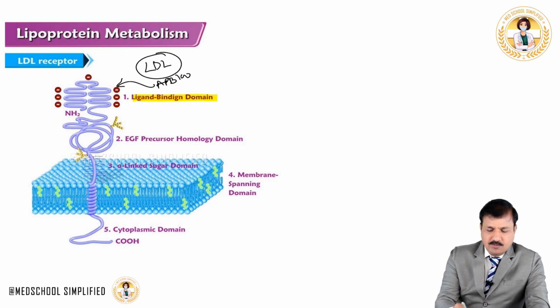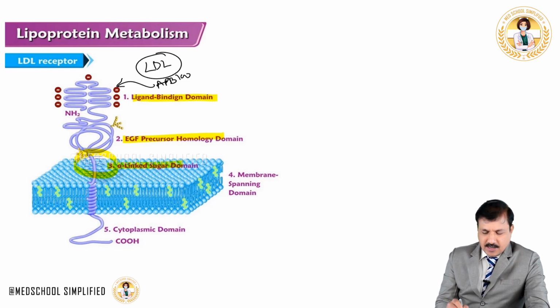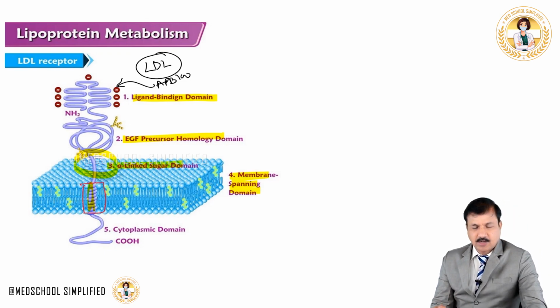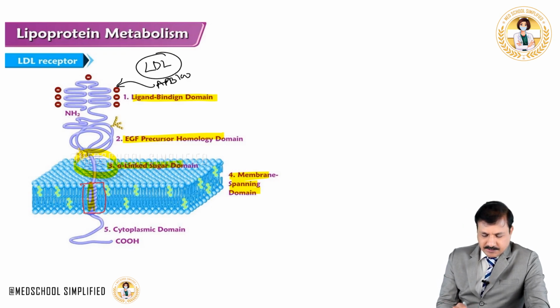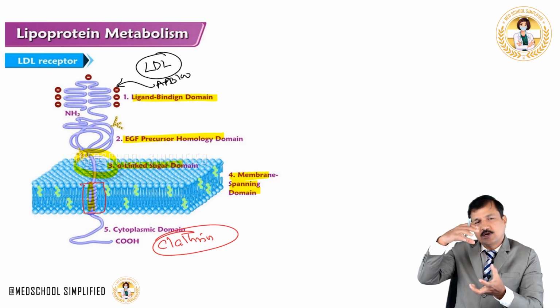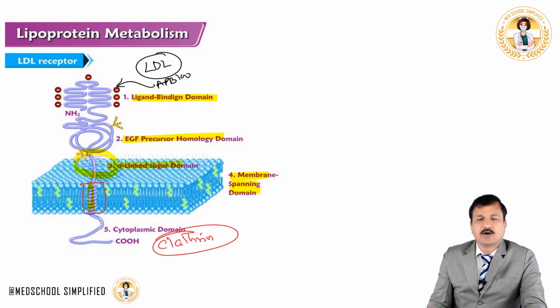Now, the EGF precursor homology domain, and then the O-linked sugar domain, where, as you see here, a carbohydrate is attached. The membrane spanning domain is where it is spanning the membrane, and hydrophobic amino acids are predominantly present there. The cytoplasmic domain is there in the cytoplasm, and that's where clathrin will bind. This clathrin is going to stabilize the LDL receptor whenever LDL binds to it and endocytosis goes on, so the receptor with the LDL will be stabilized with the help of clathrin.